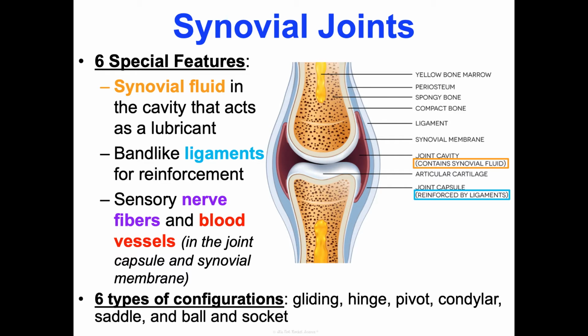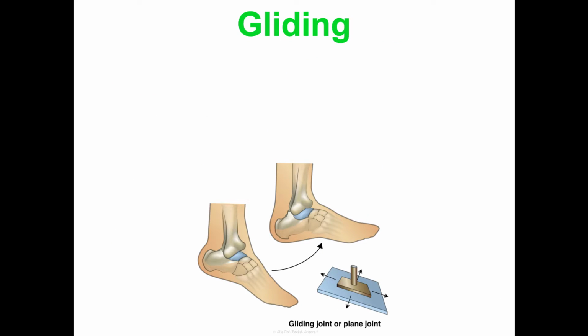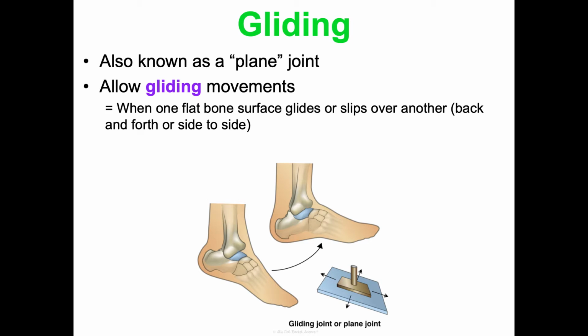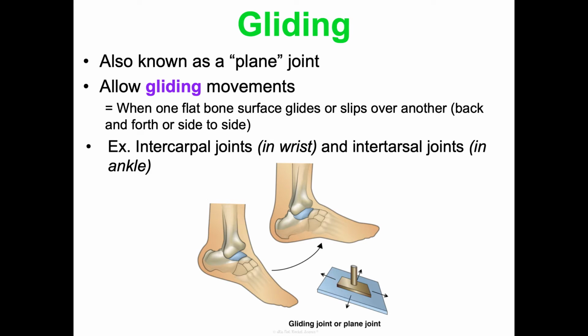And now we're going to talk through each of the different kinds of configurations and the movements that they allow in these configurations. So first are gliding joints or plane joints. They allow gliding movements. So that is when one flat bone surface glides or slips over another. So it's back and forth or side to side. So think at your wrist when you wave your hand, that's a gliding movement that's happening. An example of where this type of joint is in your wrist, in your intercarpal joints, and then in your intertarsal joints in your ankle as well.